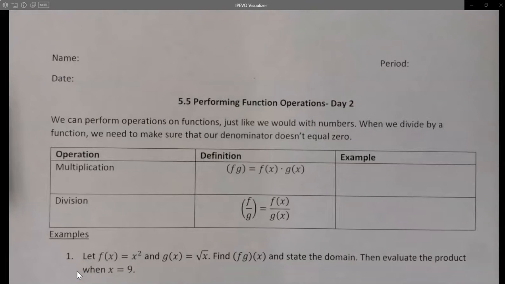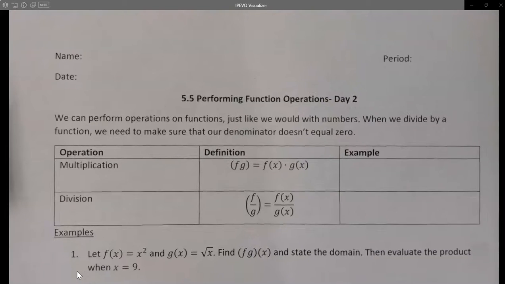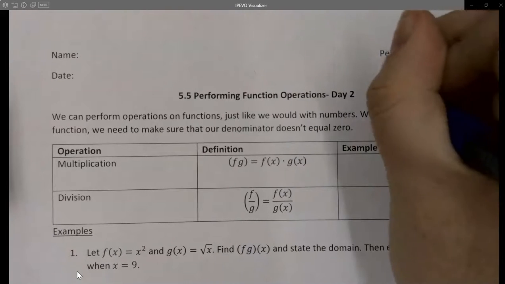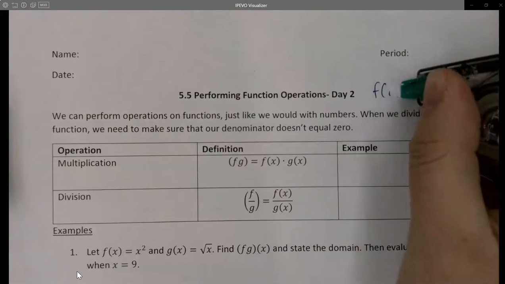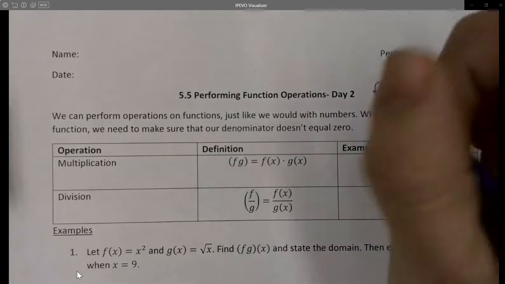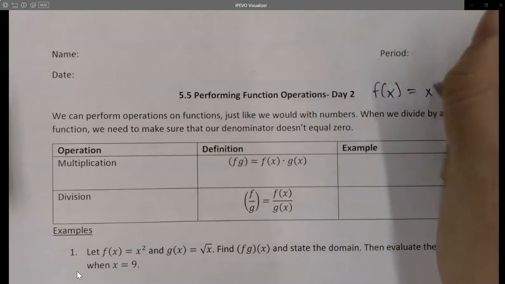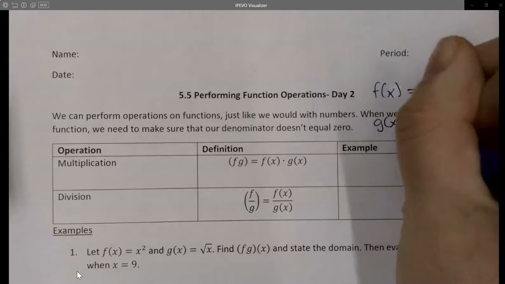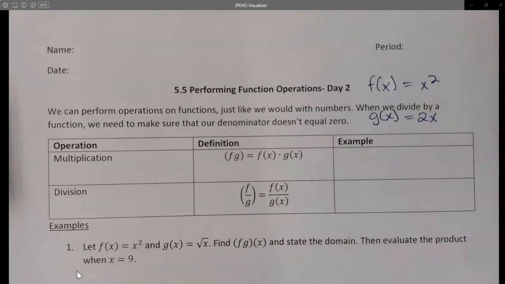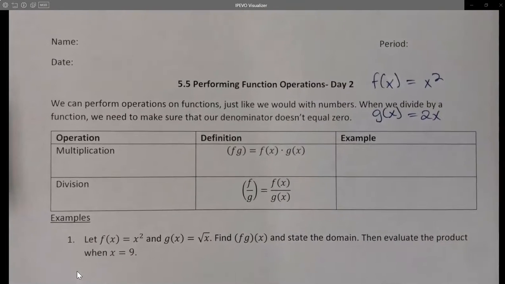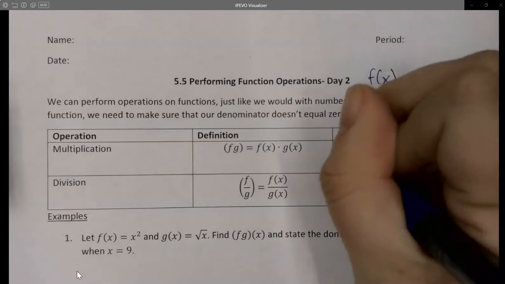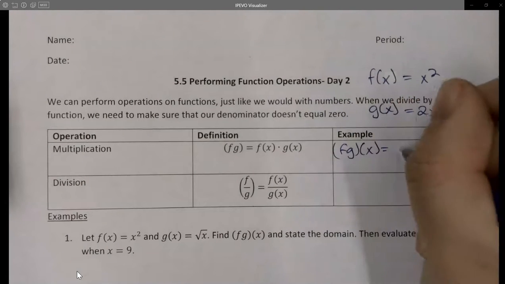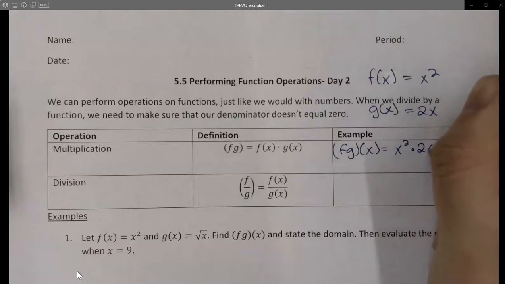Okay, so today we are doing function operations, but today we're doing multiplication and division. So I'm going to have the same f of x and g of x equations I had yesterday for my examples. So I'm going to make f of x, x squared, g of x, 2x. So for multiplication, I take the two functions and multiply them together. So I'm going to have x squared times 2x.